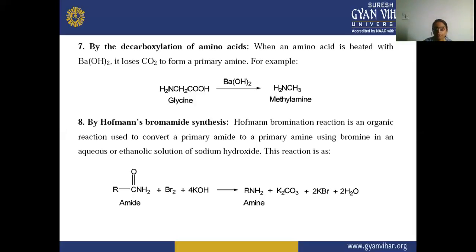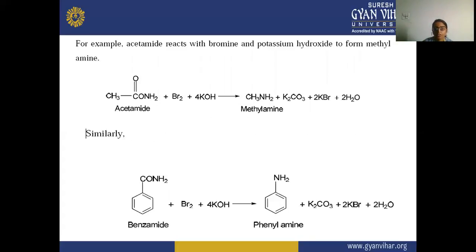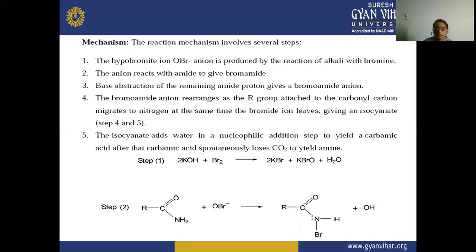So the Hofmann bromamide reaction: in this, the amide is reacted with bromine and then potassium hydroxide, and there is a formation of amine, potassium carbonate, KBr and H2O. So this is the acetamide, which is reacting with bromine, and there is a formation of methylamine. Similarly, benzamide is reacting with bromine and KOH, giving the formation of phenylamine. So this is the mechanism of this.